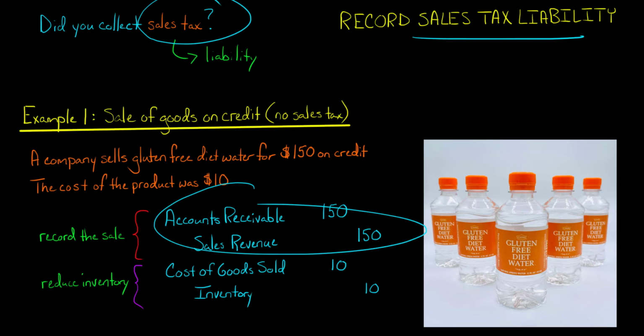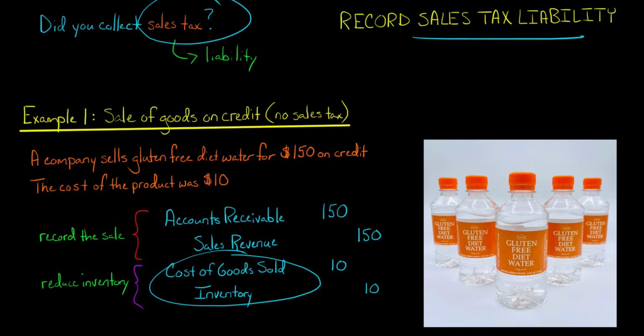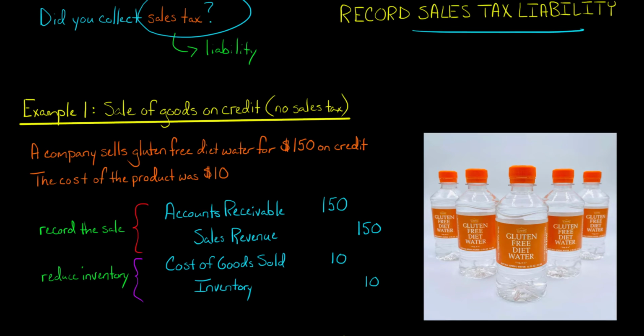We're recording the sale here, and because it's a credit sale, we're debiting accounts receivable instead of the cash account. When we later collect the cash, we'll debit the cash account and credit the accounts receivable. Okay, but right now, recording the sale, we're debiting a receivable, crediting sales revenue, and then we are debiting cost of goods sold and crediting inventory to get the inventory off our books.